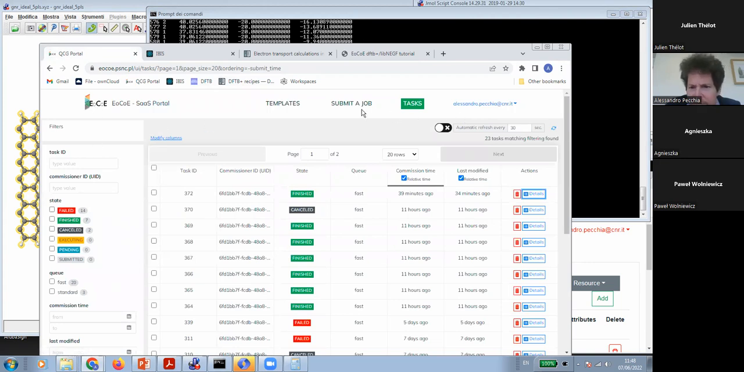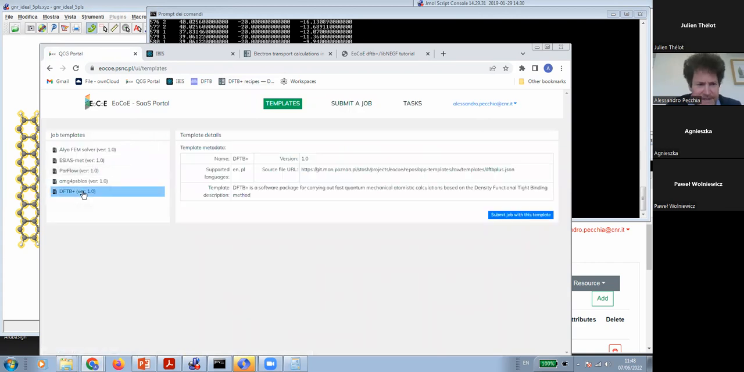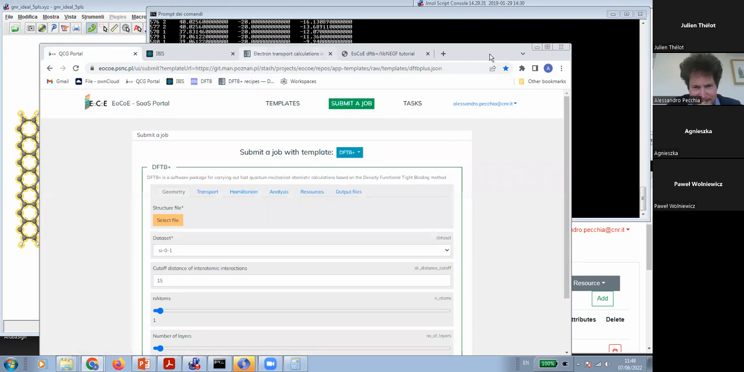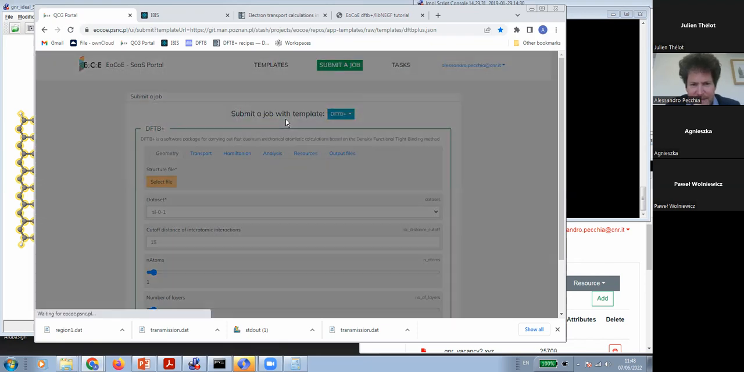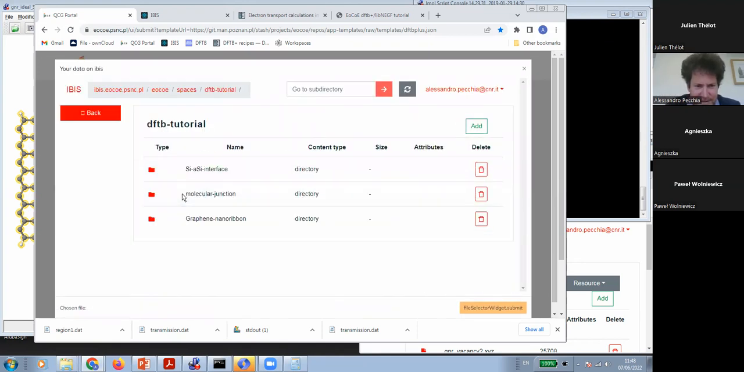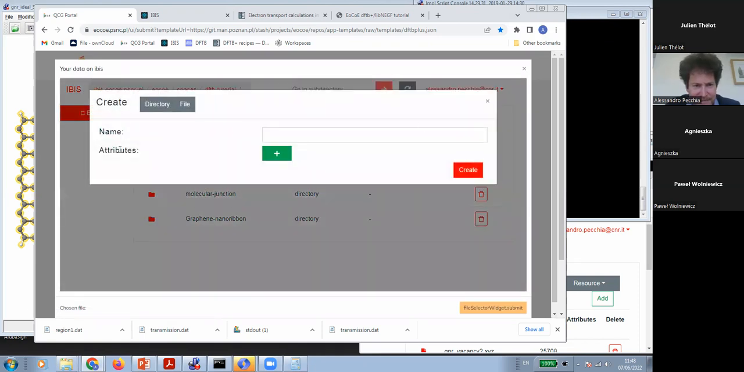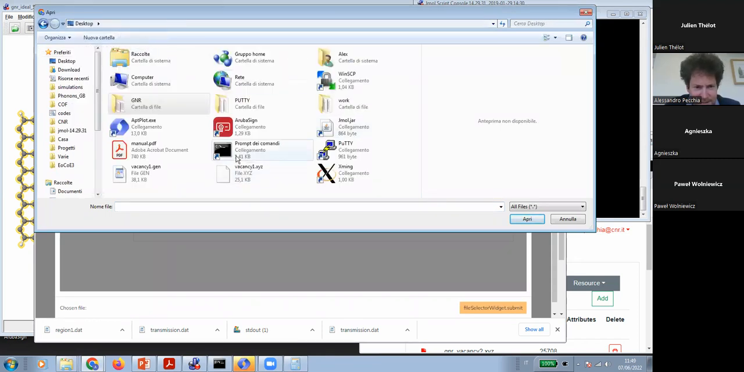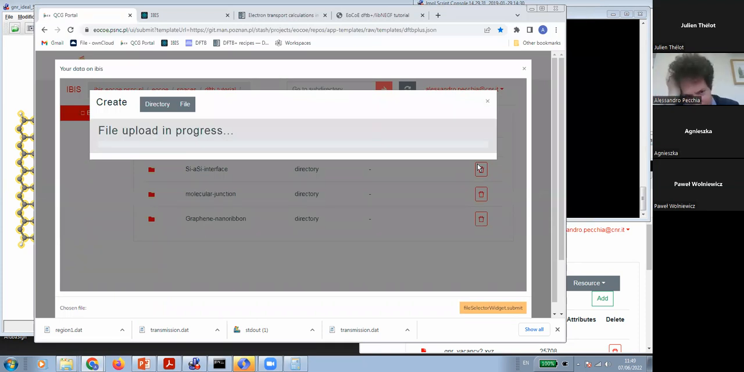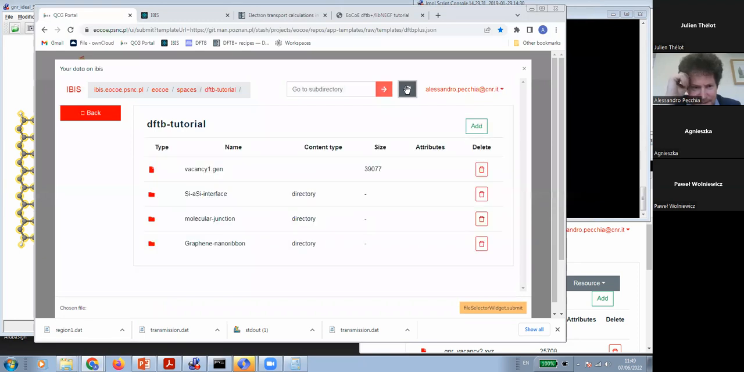So we can go back to submit a job, choose the interface, DFTB+. Here you say select a structure. Maybe you have your data on EBIS, as an example, but probably you've already seen that, no? And you can add a file. You choose it from your local folder. It should be on the desktop now. Here it is, not the XYZ, but we need the gen file. So you open and create, and that uploads it to your local folder. Here it seems to be stuck, but in fact, if you close and refresh, it appears on the portal.